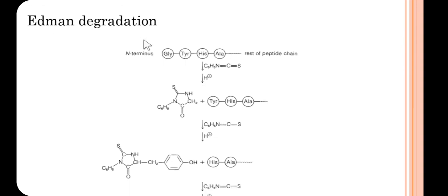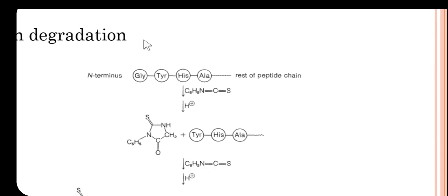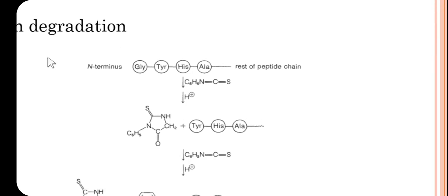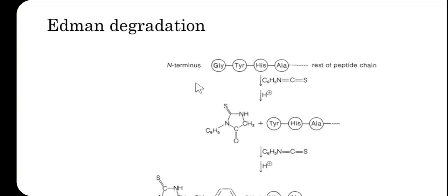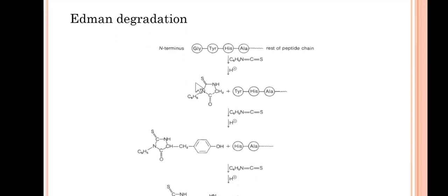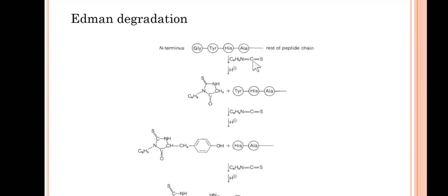So friends, for example, if we have this type of peptide having glycine at the N-terminal, and after that the sequence is glycine, tyrosine, histidine and alanine and so on. So what we will do in Edman degradation, we will treat this peptide with the phenyl isothiocyanate. This will react with the glycine NH2 and forms the hydantoin like this.